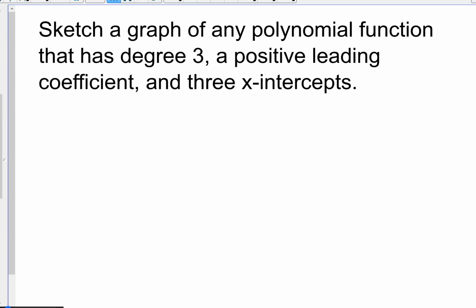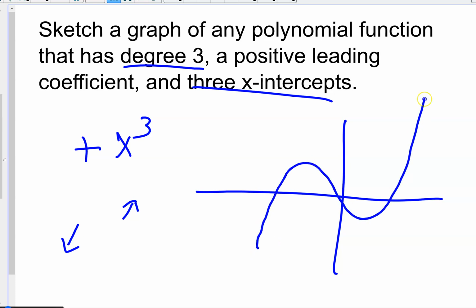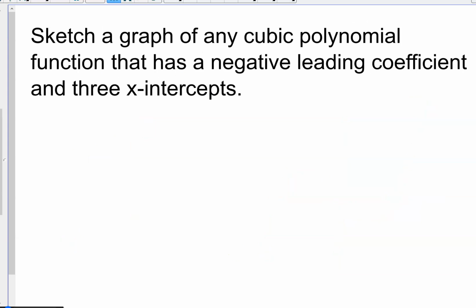Sketch a graph of a polynomial function that has a degree of 3, a positive leading coefficient, and 3 x-intercepts. So positive, which means the end behavior is going to look like that. And if I was going to do that one, it wants 3 x-intercepts. And here are my x-intercepts.